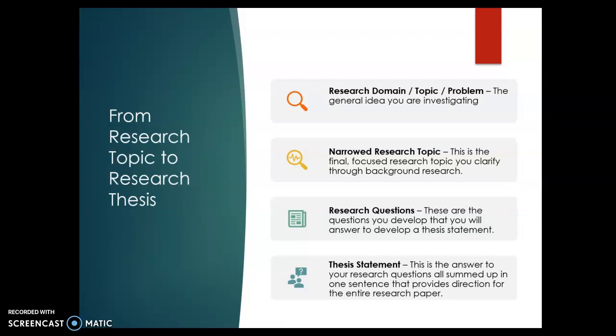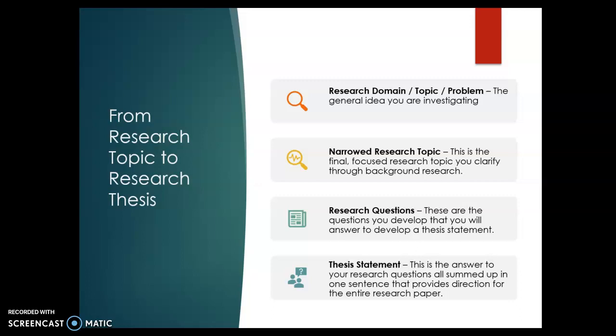I've already talked about this somewhat. You have the research domain, topic, or problem, so the general idea or phenomena you are investigating. Your narrowed research topic is the final focused research topic that you clarify through background research. Your research questions are the open-ended or qualitative questions you develop that will answer certain questions about what you want to know in your topic to help lead towards developing a thesis statement.